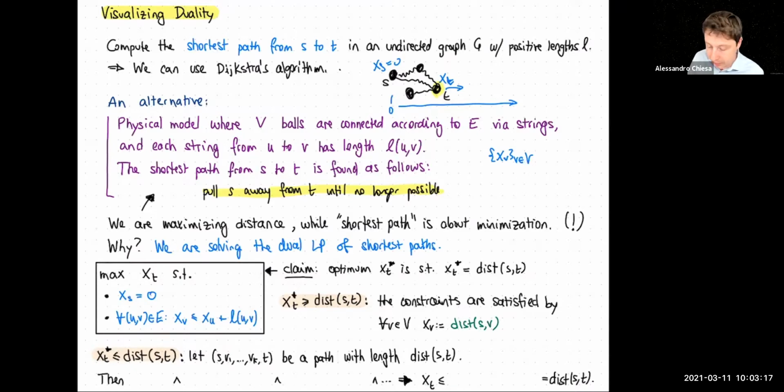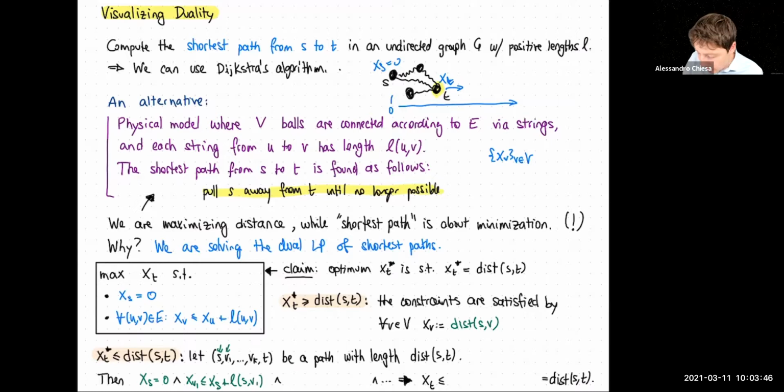So what am I going to pick? I'm going to pick xs equals 0. Why? Because s is here. Then, because I go from S to V1, I'm going to write the constraint xv1 is at most xs plus L from S to V1. Where does this constraint come from? Well, it's one of these. So I can write it down, like it clearly holds, right?